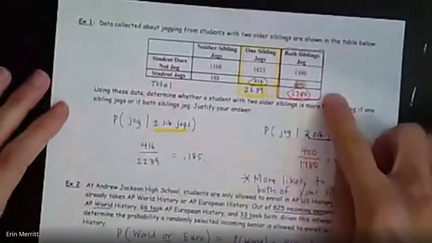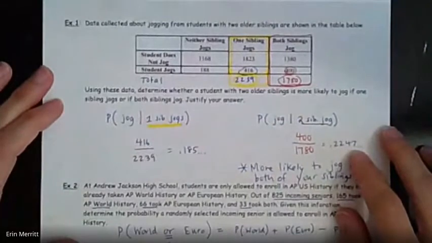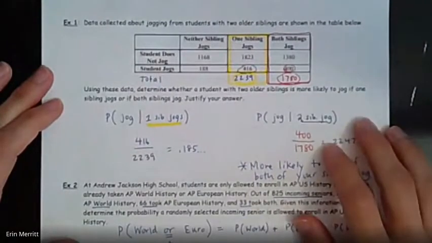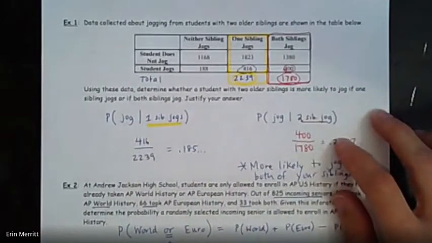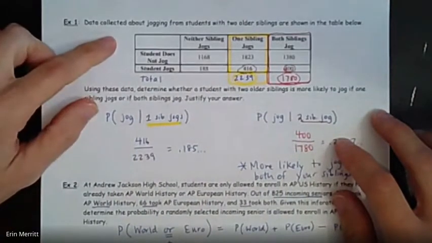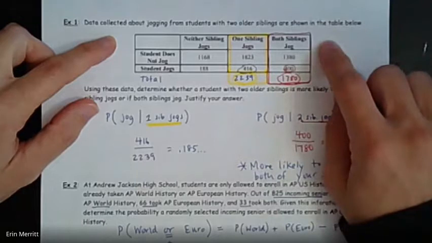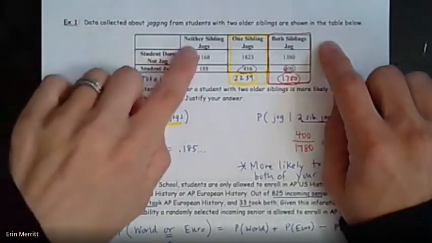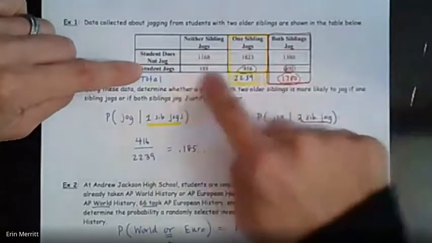So the examples that are done here, some of these, this one was off of a Regents exam a couple years ago. They can get wordy. Read them once, then read them again. Then maybe lay out what they are asking for. So this particular one gives you data about jogging from students with 2 older siblings in the table versus one sibling. So this is saying here whether or not the student jogs, and they say, okay, if you don't jog, you're in this category. If you do jog, you're down here.